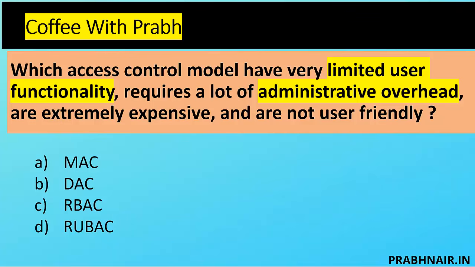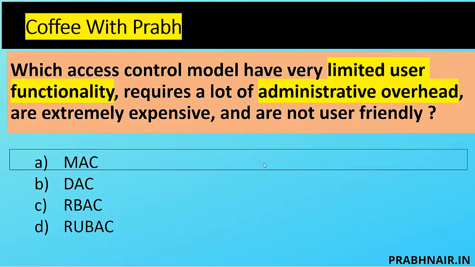But in this question, the keywords were limited user functionality, requires a lot of administrative overhead, and extremely expensive. These are the keywords, and that is why we go with mandatory access control, because it is fixed. There is no option to customize. Let's move to the next coffee shot.